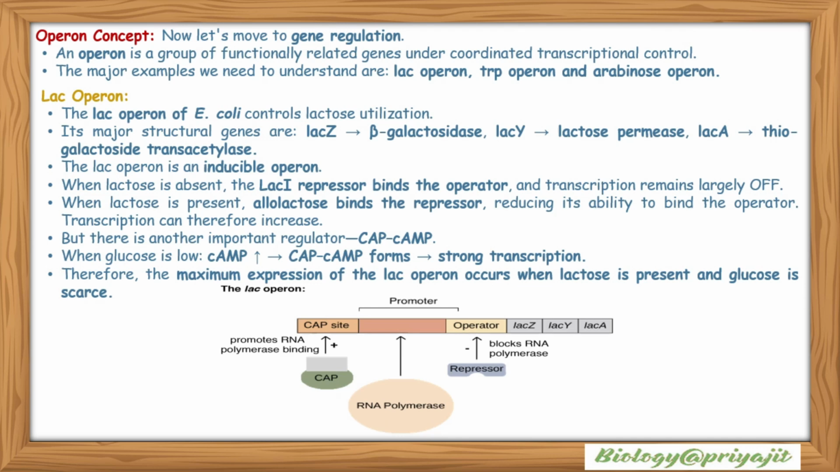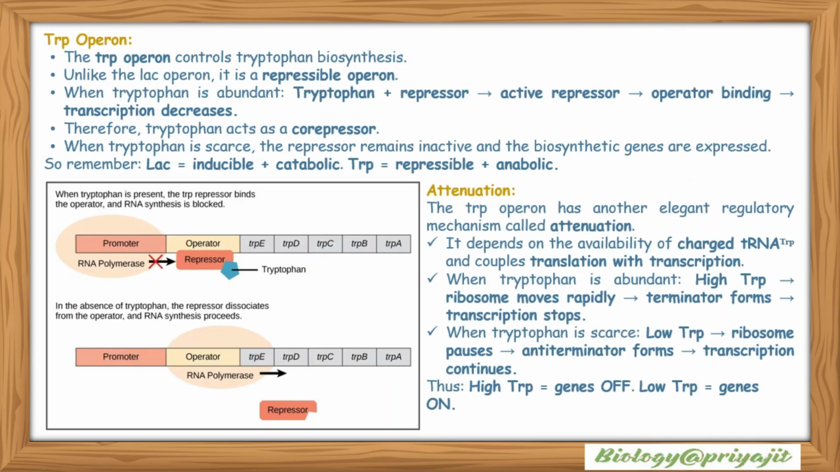When lactose is present, allolactose binds the repressor, reducing its ability to bind the operator. So transcription can therefore increase. But there is another important regulator, the CAP-cAMP complex. When glucose is low, cyclic AMP will be increased and the CAP-cAMP complex forms. It will initiate strong transcription. Therefore, the maximum expression of the lac operon occurs when lactose is present and glucose is scarce.